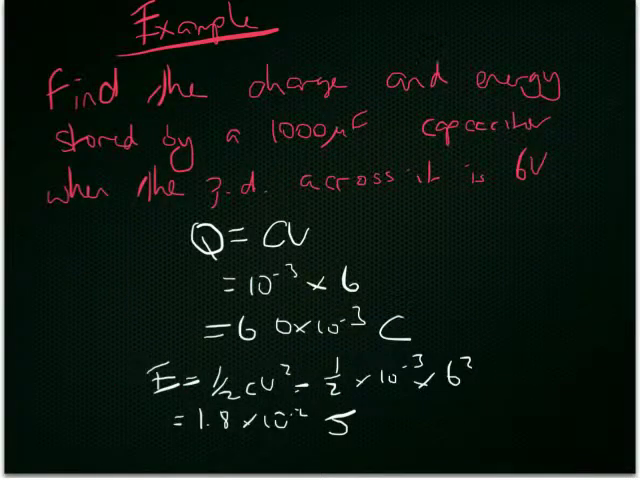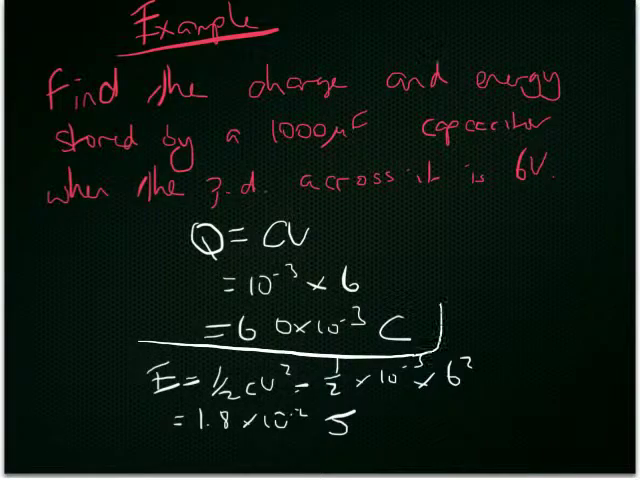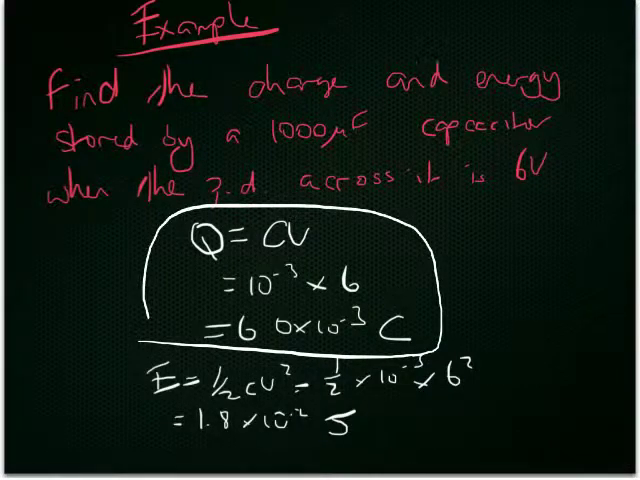So for example, find the charge and energy stored by a 1000 microfarad capacitor when the potential difference crosses 6 volts. So using the formulas Q equals CV to find the charge and half CV squared to find the energy.